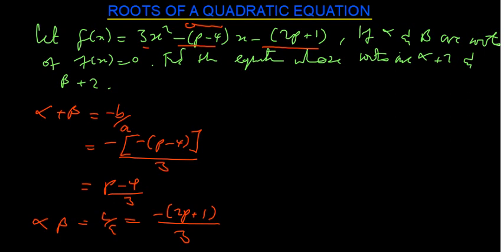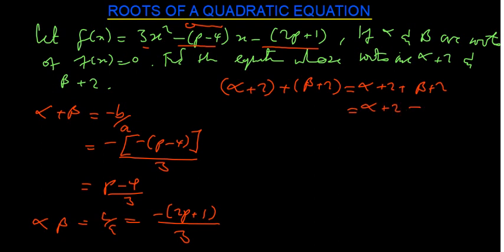Okay, now we can come to our roots which we've been given. We've been given an equation whose roots are alpha plus 2 and beta plus 2. We need to find the product of those roots and the sum of those roots. So the sum, we are talking of alpha plus 2 plus beta plus 2. That is the same as saying alpha plus 2 plus beta plus 2, and that will give us alpha plus beta, then plus 4.